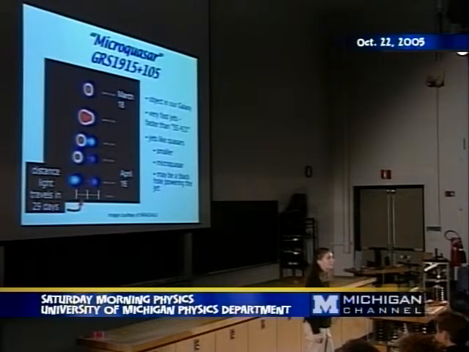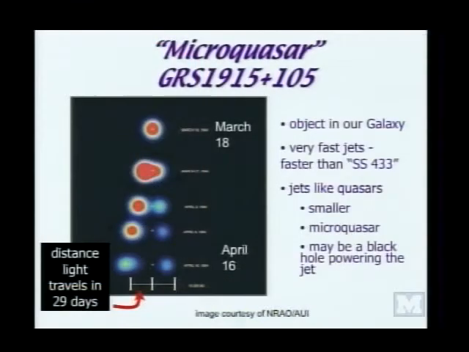We don't just see it in other galaxies. This is an object in our galaxy, so in our backyard, so to speak. It's another object like the lawn sprinkler, which has very fast jets. Because it has these fast jets, it looks a bit like a quasar, so they call it a microquasar.